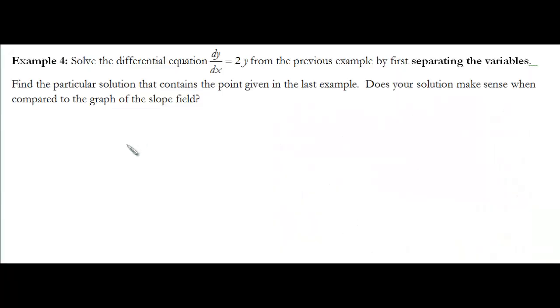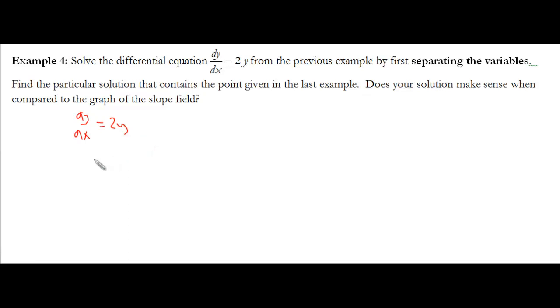Alright, so now we want to solve this same differential equation that we were using in the last couple examples, dy/dx equals 2y. This is why we started this video showing you how to solve differential equations using separation of variables. What we want to do is see if the graph that we drew is consistent with the actual solution to this equation.